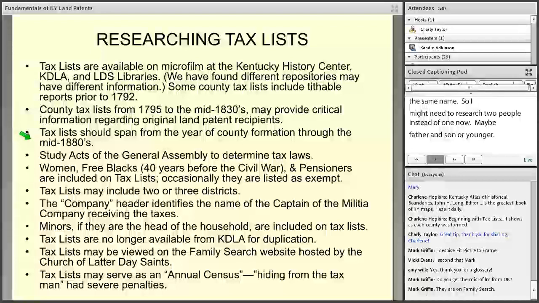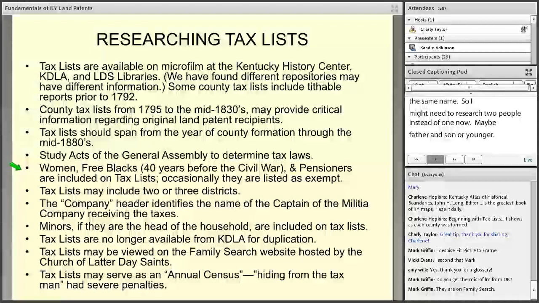Okay. Tax lists are available on film if your local library or historical society did not purchase them before. They are available in roll format at the History Center, KDLA, and LDS libraries. You will find information about the land patents. They span from the year of county formation in the mid-1880s. Study the acts to determine the tax laws.